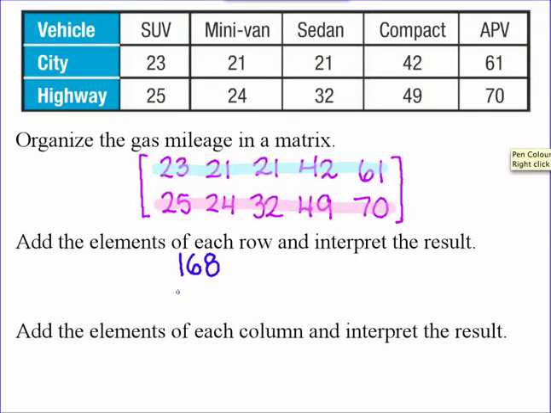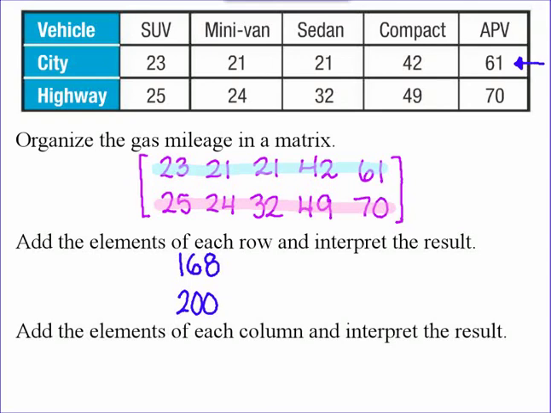200. Now I need to interpret what that means. So this is what I do. I go back and I look. Row 1 referred to city, and this is miles per gallon. So we can interpret that to mean what? That in the city, the total for the vehicles is 168. In the highway, the total for the vehicles is 200.